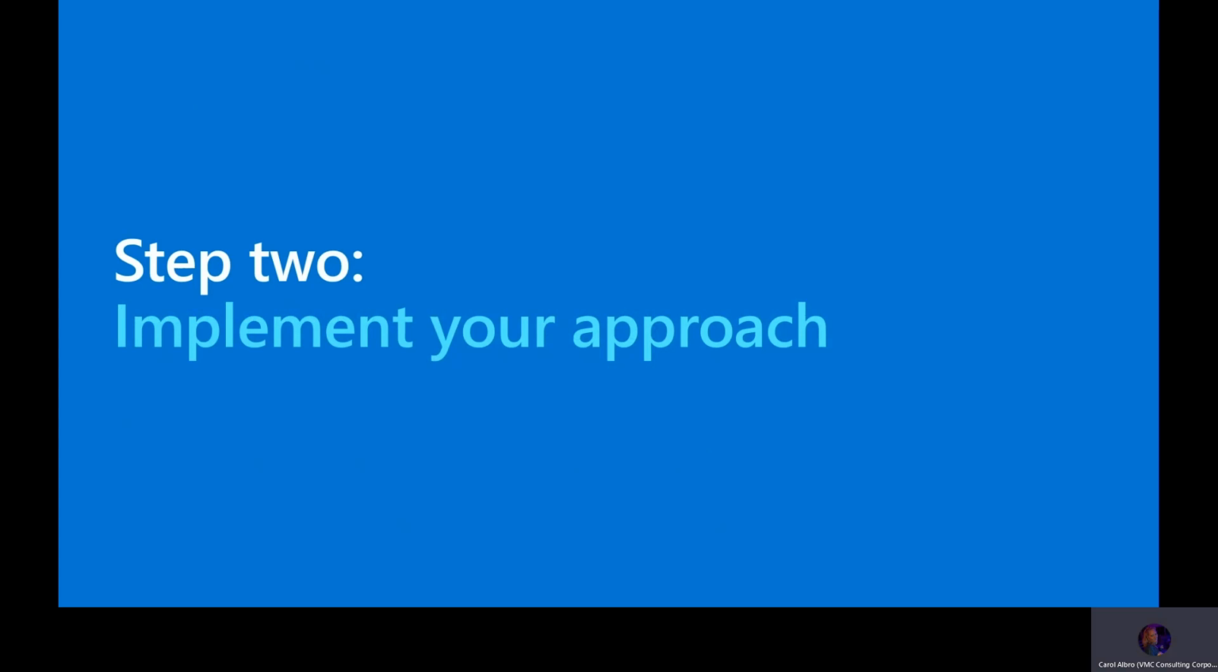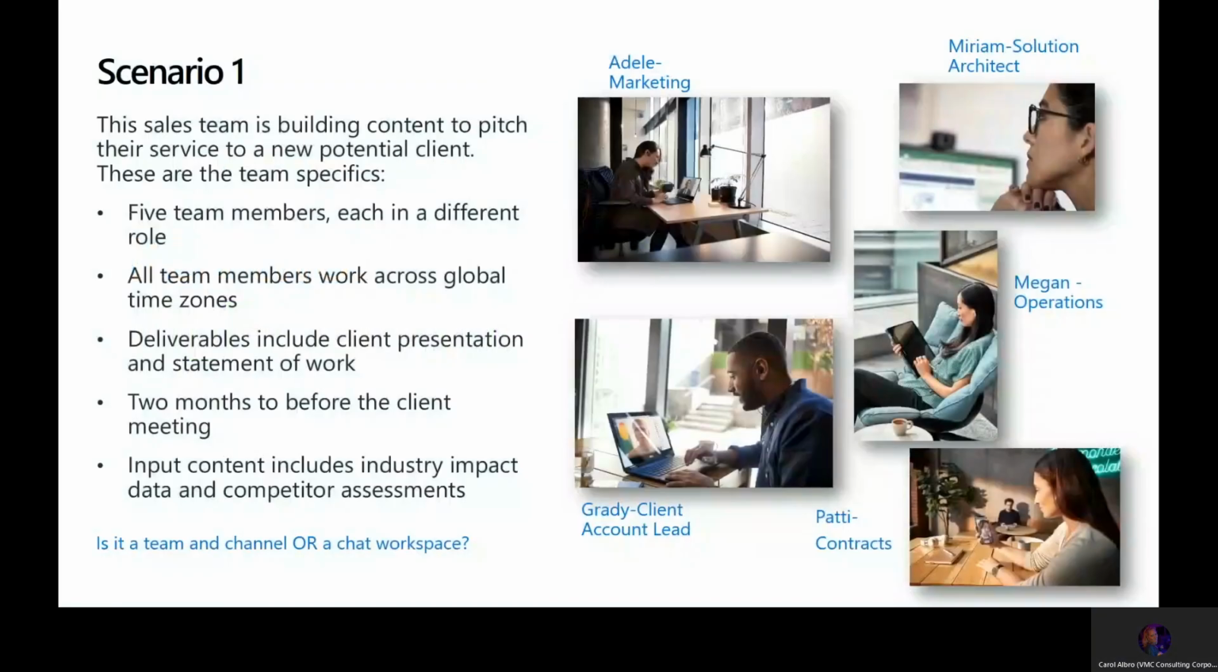Let's talk about implementation next. To do that, we're going to walk through a few scenarios to help us see how this might work. In this scenario, we have a team working on a couple of deliverables. They ultimately need a client presentation and a statement of work. There are 5 team members, and each one has a different role to contribute to the deliverable. They live in various time zones across the globe, and they only have 2 months to get ready for this RFP. Finally, they have some specific research and data they need to review and incorporate into the presentation.